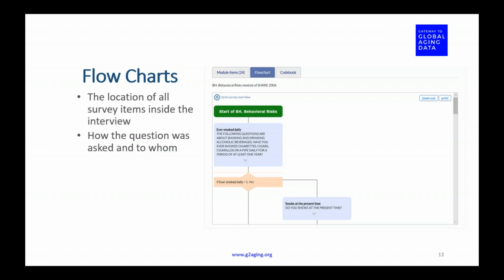Here's a simple example. This is from SHARE, which is the Survey of Health, Aging, and Retirement in Europe in 2006. This is their second wave. And at the beginning of their behavioral risk module, they asked the question, have you ever smoked cigarettes, cigars, cigarillos, or a pipe for a period of at least 1 year? And if you answer yes, then next you get asked, do you smoke at the present time? So you can see here what this survey skip pattern is doing. There's no need to ask people, do you smoke at the present time, if we know that they've never smoked. So it saves the respondent and the interviewer some amount of time.